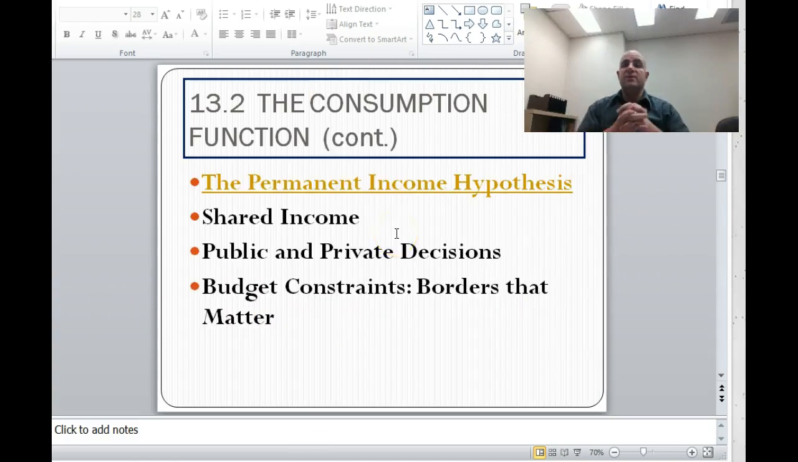Now, there are a couple of things within the consumption function that need to be discussed. First is the idea of the permanent income hypothesis. When it comes to your spending, a lot of people say you have to balance your budget, you have to balance your checkbook every single year. You can never spend more in a given year than you make. It's not true. Very few people have a balanced budget.